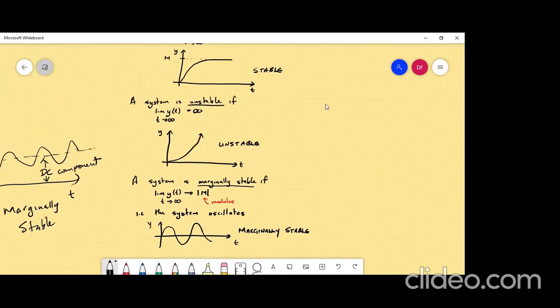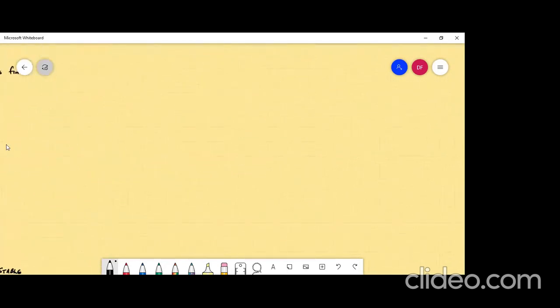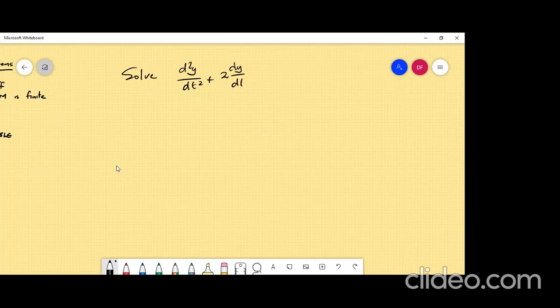I believe so. All right. So I want to solve some differential equations from first principle. All right. So we want to solve this from first principle. So we want to ask ourselves some questions.